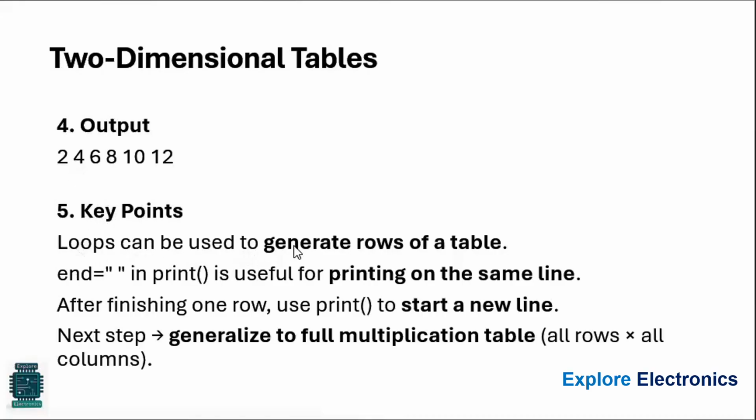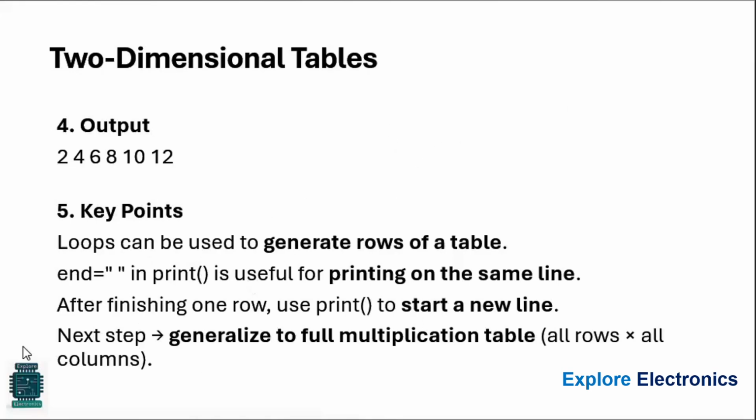Loops can be used to generate the rows of a table. The space in print's end is useful for printing on the same line, separated by a space. After finishing one row, use print to start a new line. When the row is finished, you have to use print to start a new line. Next is the generalized full multiplication table, in the form of rows and columns.